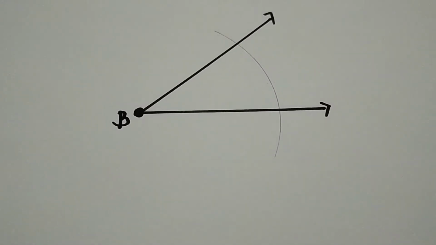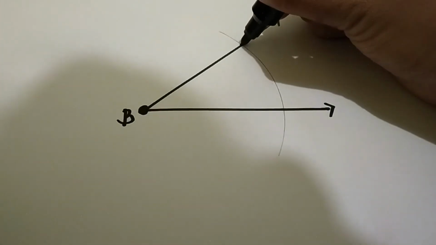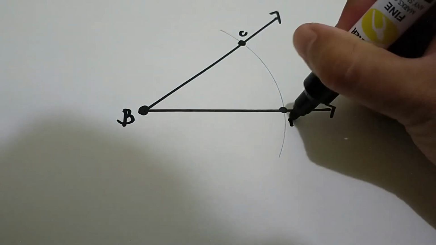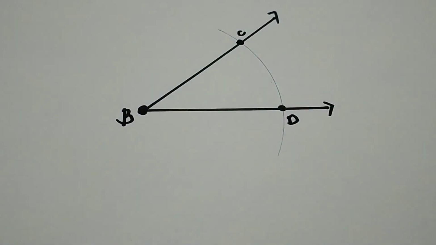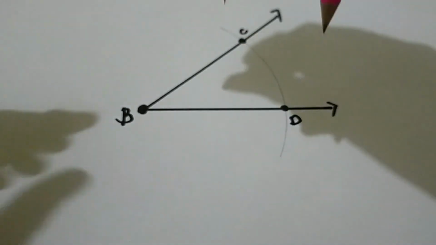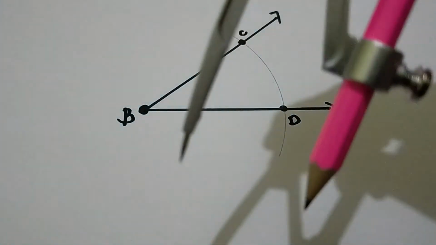So we now have here point C and point D. Mark the two points, and from point C and point D, we will be creating arcs. You can open your compass to any radius. I wish to use this one.